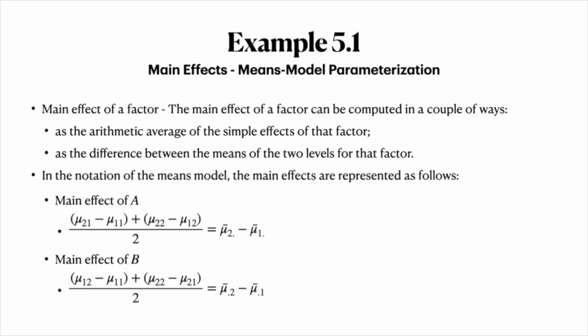Likewise, the main effect of B can be calculated as the arithmetic average of the simple effects for B. So mu12 minus mu11 is the simple effect of B at the first level of A. The simple effect of B at the second level of A is mu22 minus mu21. And if we average those together, we get the main effect of B. Similarly, we can calculate the main effect of B as the difference between the means of the two levels of factor B. So that would be mu bar dot 2 minus mu bar dot 1.